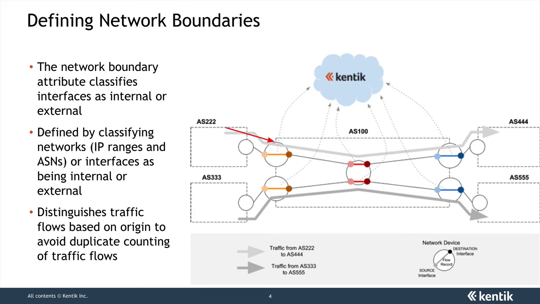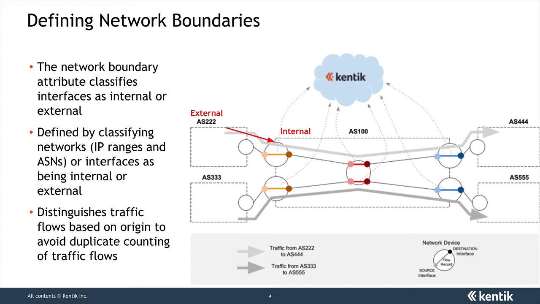As traffic comes into AS100 from AS222, the source interface of the traffic flow would be defined as being external. Since we view traffic that originates outside of AS100 to be external, and the destination interface of the traffic flow would be internal, since we are sending that traffic to a router that is inside of AS100 on its next hop. So at this router, or observation point, the traffic flow has a source network boundary of external and a destination network boundary of internal.